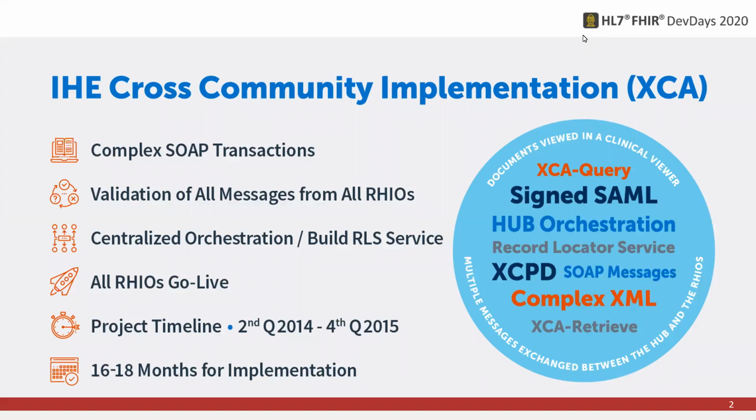NICE developed an orchestration hub and record locator service, basically a master patient index, to support the information exchange across the RHIOs. The functionality of the hub is first to provide the other RHIOs that have records for a particular patient to the requesting RHIO. Then a document query is sent to the hub, and the hub distributes the query to the other RHIOs and consolidates into one response. Then the requesting RHIO sends the document retrieve transaction for each of the document IDs.